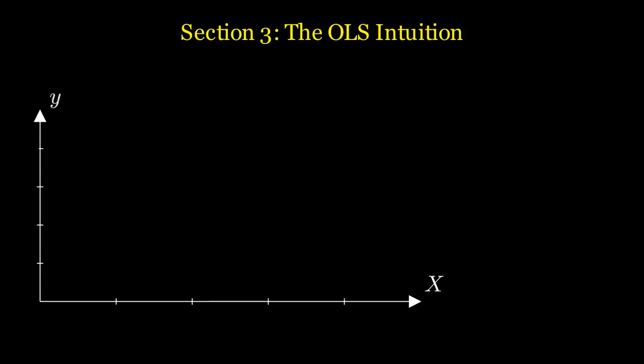Section 3. The OLS intuition. How do we get from dots on a screen to a specific beta hat? We use methods like ordinary least squares, OLS.